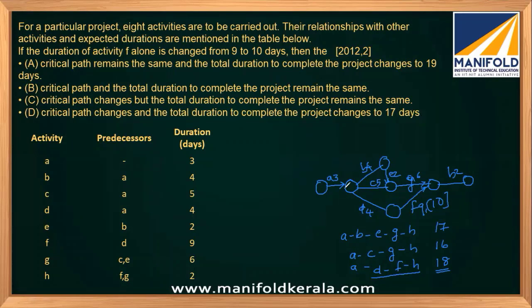Now it will be 3 plus 4 plus 10 plus 2, which is 19. So here it will be 19. That's all. So our answer will be A: the critical path remains the same and the total project duration is 19. That's the question.